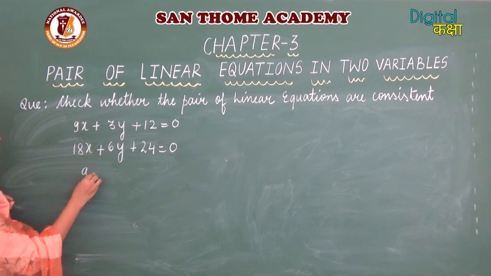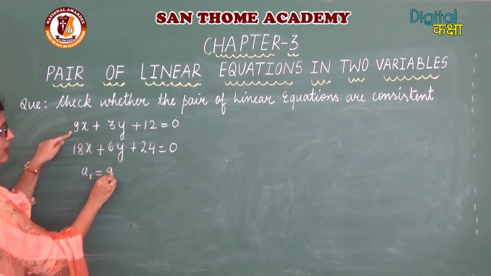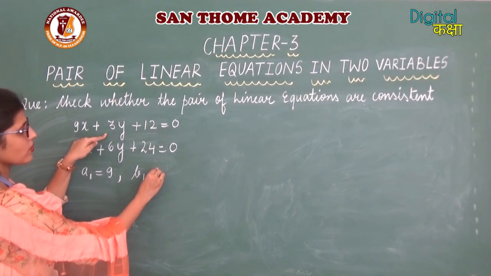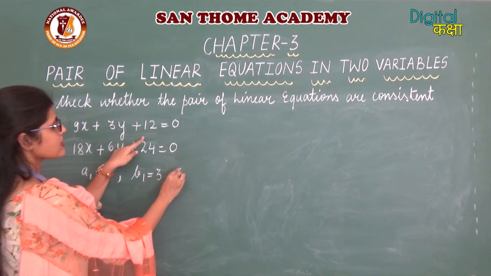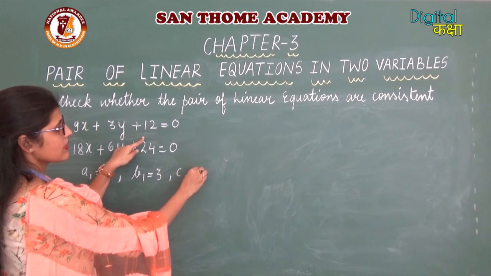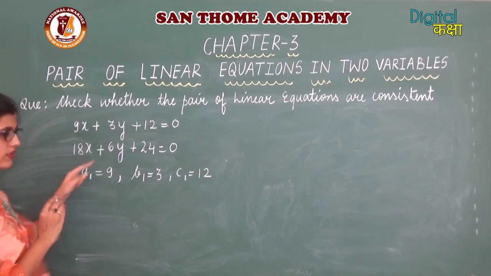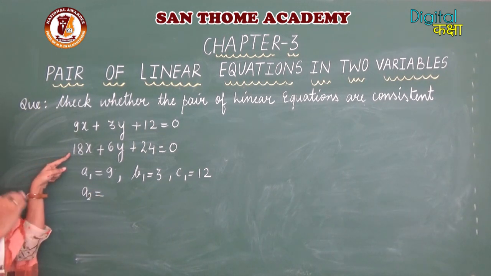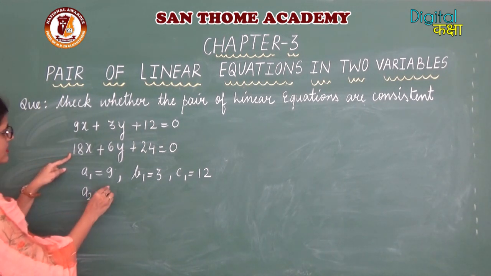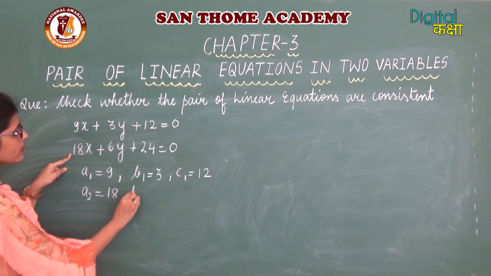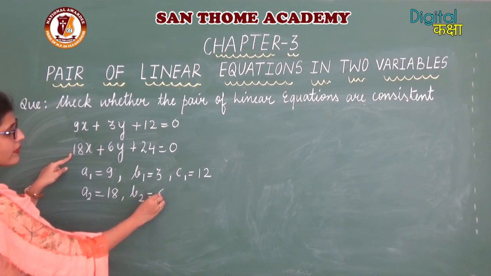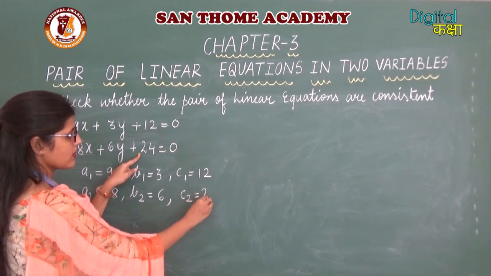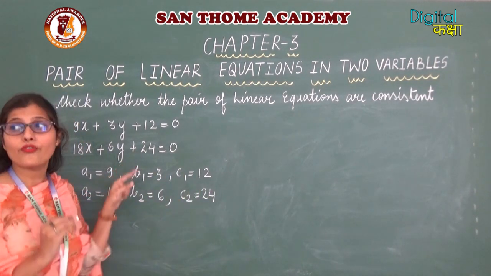So in the first equation, what is a1 over here? 9. What is the value of b1 over here, the coefficient of y? 3. And what is the value of c1 over here? That is equal to 12. In the second equation, the value of a2, that is the coefficient of x, will be 18. The value of b2 will be 6. And the constant in the second equation is 24.